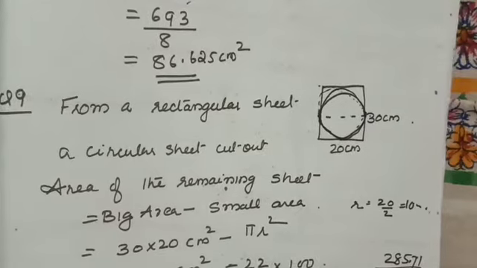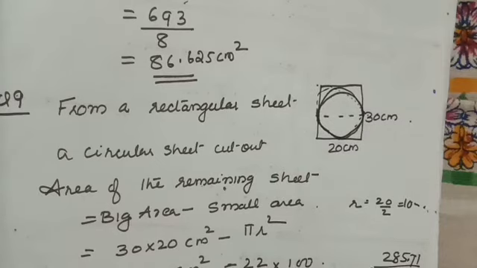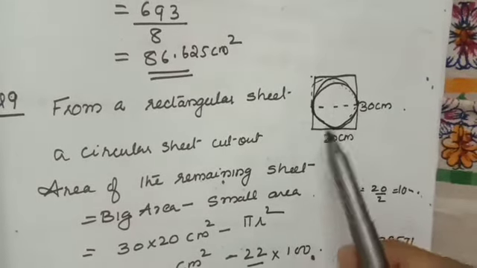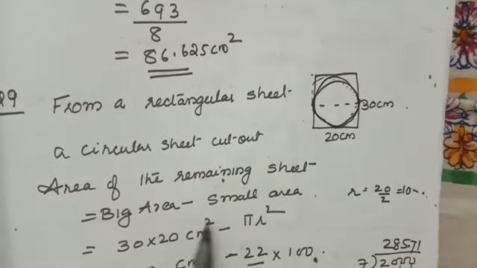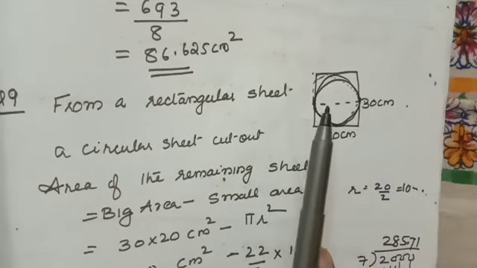Same type of question. Question number 9. From a rectangular metal sheet of size 20 centimeter by 30 centimeter, a circular sheet as big as possible is cut. Find the area of the remaining sheet. Here also they are asking for the remaining sheet. Remaining means big area minus small area. Big is the rectangle and small is the circle.